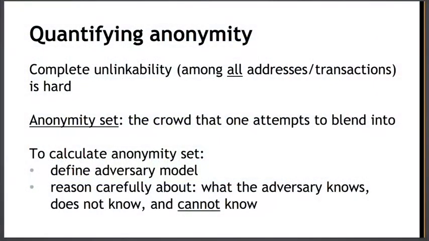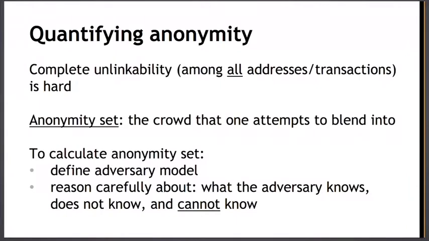So let's make this a little bit more concrete now. And this is how we quantify anonymity. We usually don't try to achieve complete unlinkability, which is unlinkability among all possible transactions or addresses in the system. But instead, we go for something more measured. We try to maximize the size of our anonymity set.